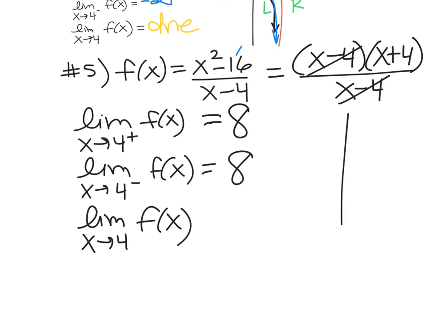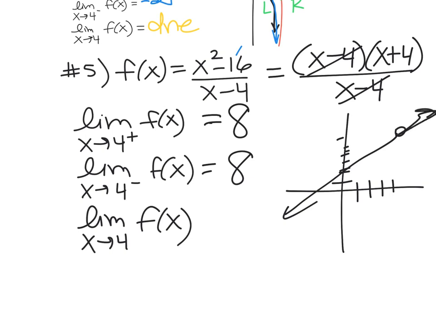So if you think about this, 1, 2, 3, 4, 1, 2, 3, 4, 5, 6, 7, 8, there's a hole in the graph right there. And then it just looks like that. Looks like a line. Like if you were to graph it on your calculator, that would be a line. You wouldn't see that hole there, but if you did go to 4, you'd be like, oh shoot, there's no y value. So from this side, from the right, it's 8. From the left, it's also 8. And so the limit is 8.